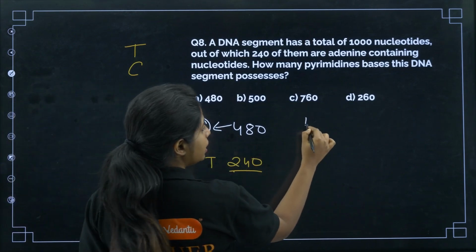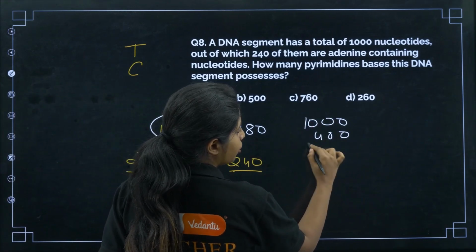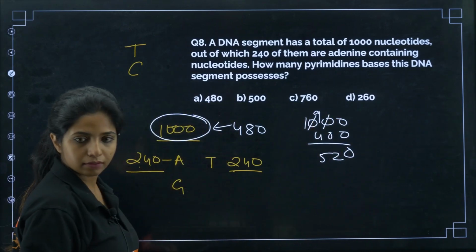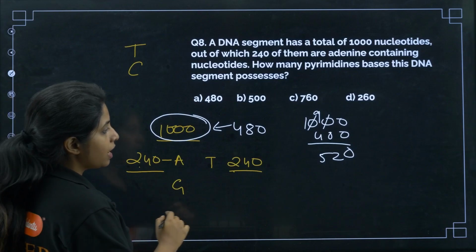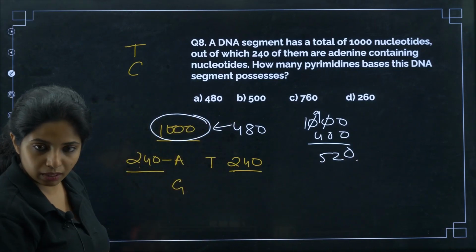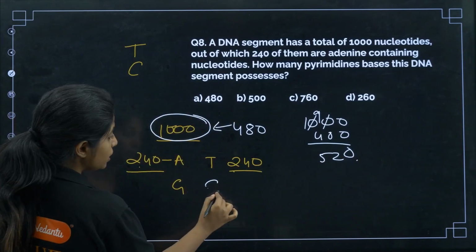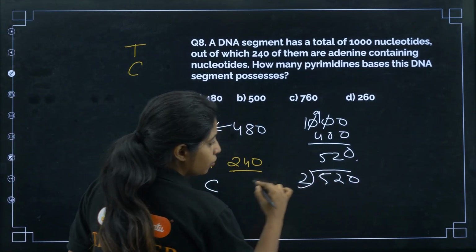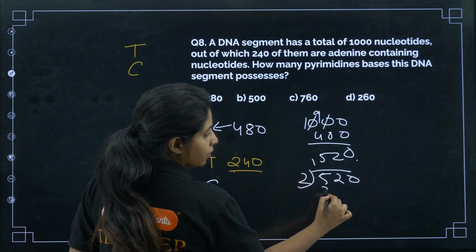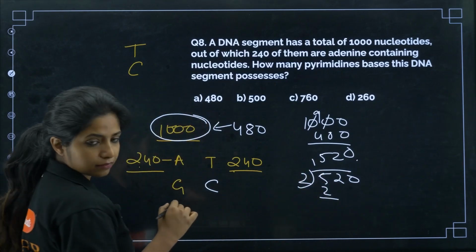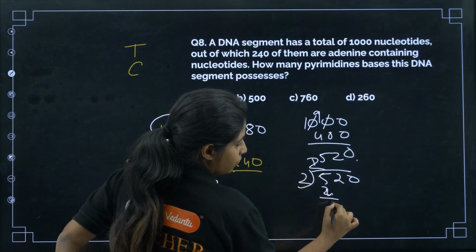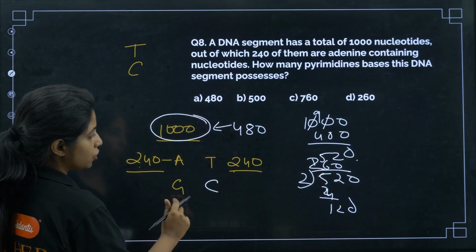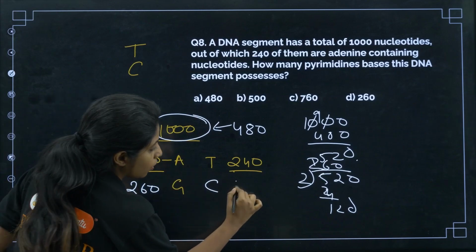So 1000 minus 480 is what? 1000 minus 480 is basically 520. Now 520 nucleotides are still left. Now 520 again you have to divide between G and C. So 520 divided by 2, what do you get? For everyone who might get confused, it is 260. So this is also 260 and this would also be 260.